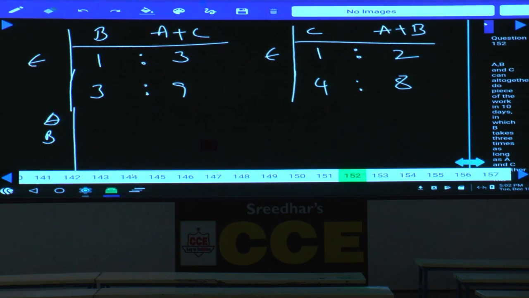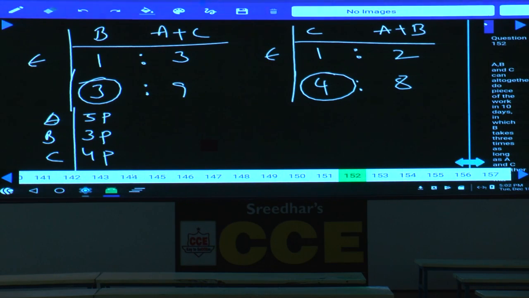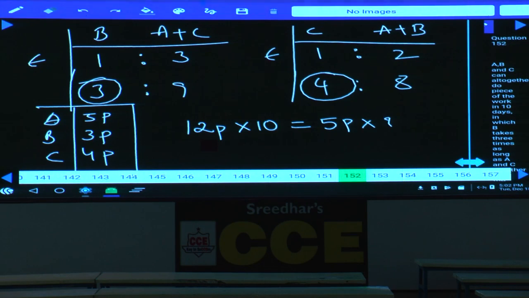Now, if you take A, B, C: B is how many parts? 3 parts. C is how many parts? 4 parts. Total is how many parts? 12 parts. Out of 12 parts, we already have 7 parts here, so A is 5 parts. Now use this. Altogether they work 12 parts and need 10 days. Working A alone, with 5 parts, needs how many days?